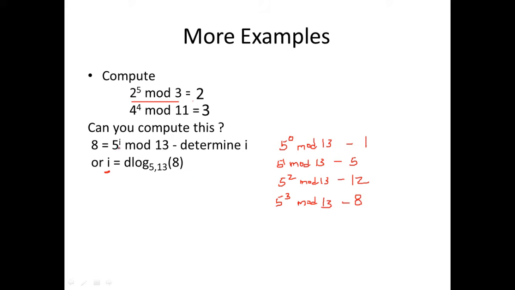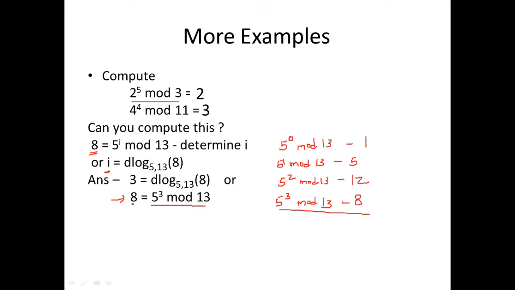So we have attained this. When I raise 5 to the power 3, I'm getting the result 8. You can very well verify this. So what is the value of I here? I is nothing but 3, the discrete logarithm of 8 with respect to base 5 mod 13. So you call 3 the discrete logarithm. So what we have found out here is the value of I is nothing but 3. But can you go and check? 8 is equal to 5 power 3 mod 13. When you compute this, you'll get the result as 8. So the value of I is 3 here.